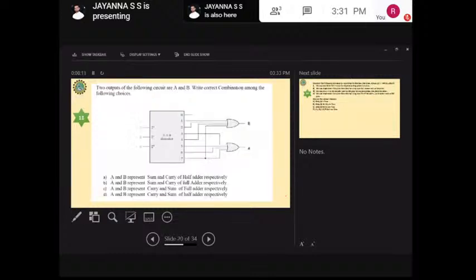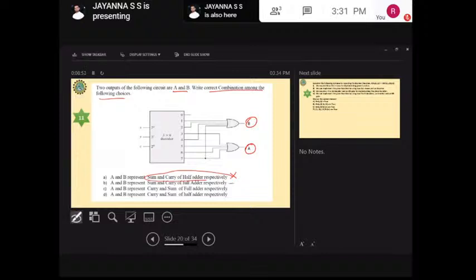Going further, you need to find the output. Okay, they have given some multiple choice options: outputs of the following circuits A and B. Write the correct combination among the following. We need to write the correct combination from these circuits A and B. So the first thing is to look into the options they have given. A and B represent the sum and carry of a half adder respectively. Since a half adder has only 2 inputs and here there are 3 inputs, we can eliminate this option. Next, coming to here, A and B represent sum and carry of the full adder.